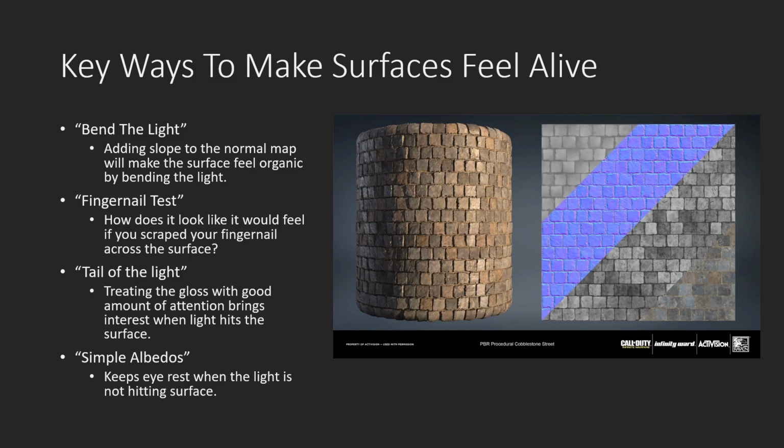So you want your albedo to have enough attention in it to where if it's in the ambient lighting, like in the shadow, it feels good, but you don't want it busy enough to where when the light rolls across it, it's kind of doubled up. So if the albedo is really busy and then your gloss has a lot of interest in it, it's going to look really noisy. You don't want that. You want to have one be simple and one be kind of detailed.